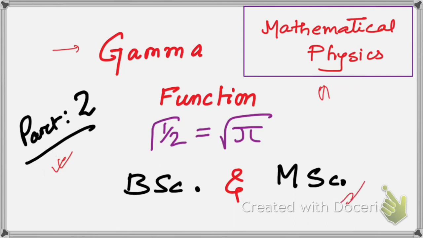Today we're going to discuss why gamma of half is square root of pi. Okay, so we're going to prove this.